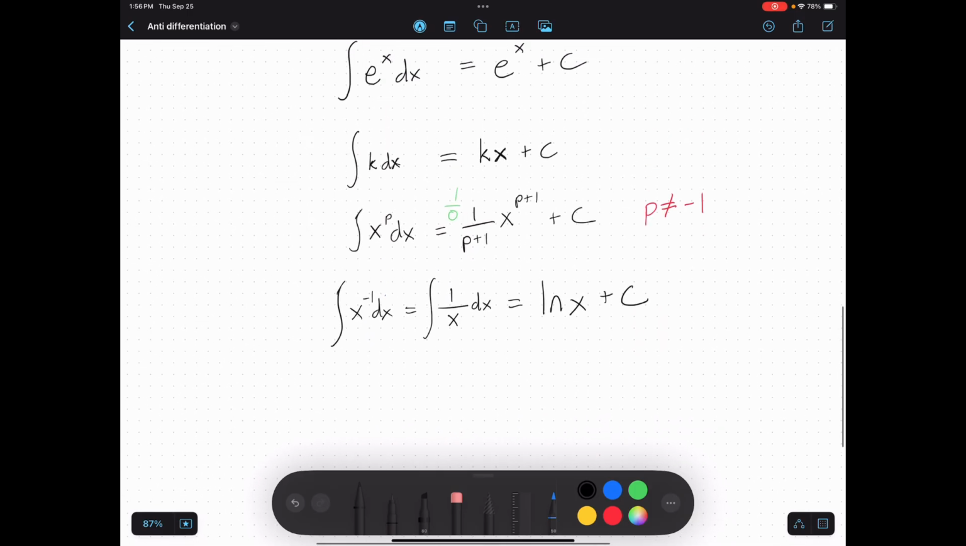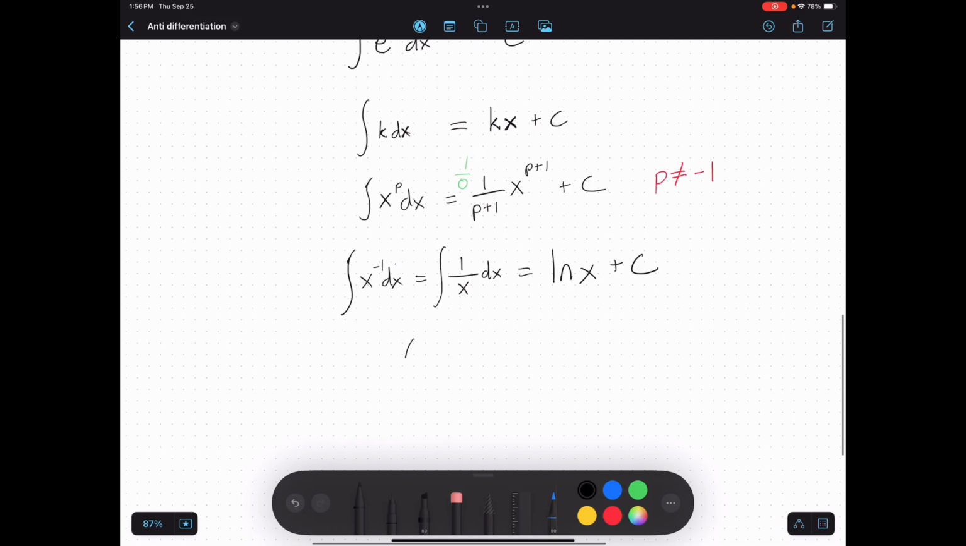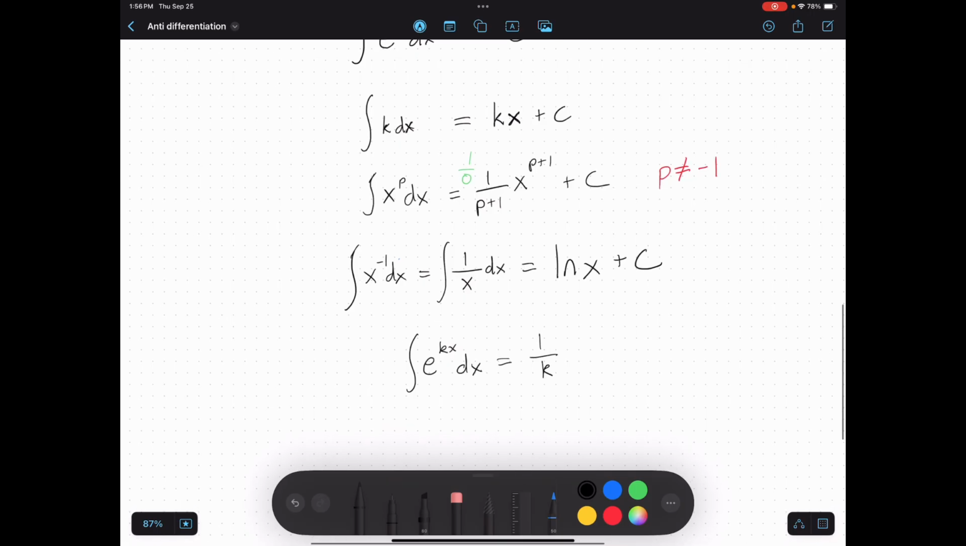Since we're talking about logarithms, let's do another exponential one. What if I have e to a constant times x? Normally, what would my derivative rule be? My derivative rule would be to multiply by that constant and then keep everything else the same. So we're going to do the opposite. I'm going to divide by that constant and keep everything else the same.